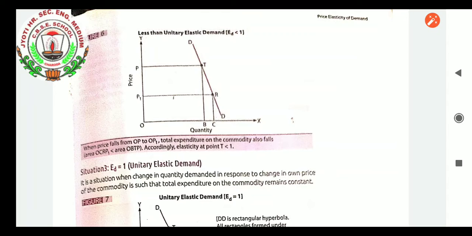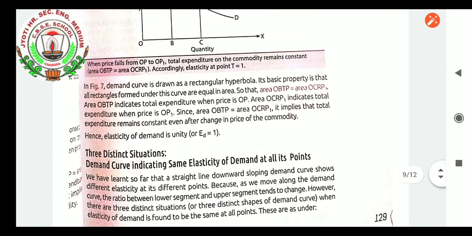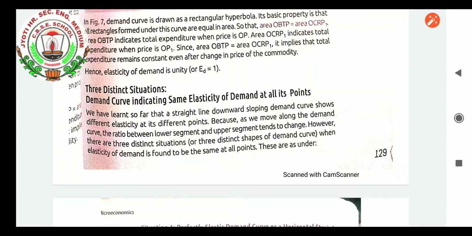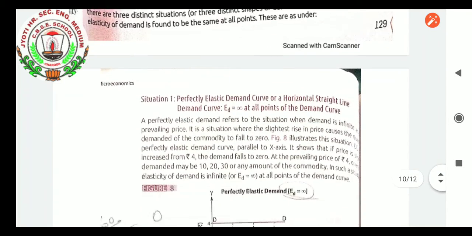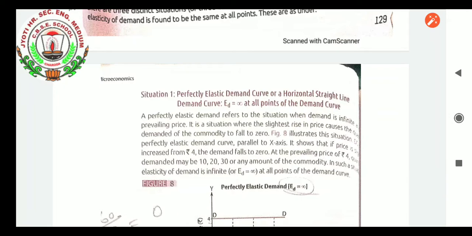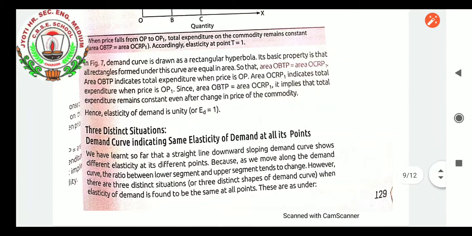Now in our class we will further continue with the topic geometric method. The fourth method is when ED equals 0 and ED equals infinite. Three distinct situations, demand curve indicating same elasticity of demand at all its points. We can see there, Situation 1, price elasticity, demand curve of a horizontal straight line demand curve when ED equals infinite. This is the situation, students, when ED equals infinite.